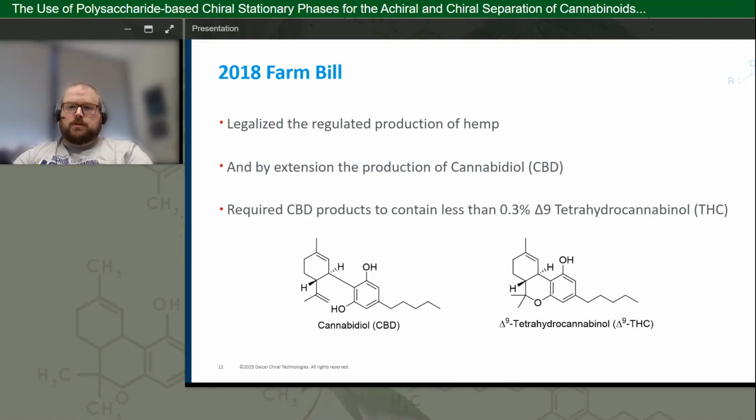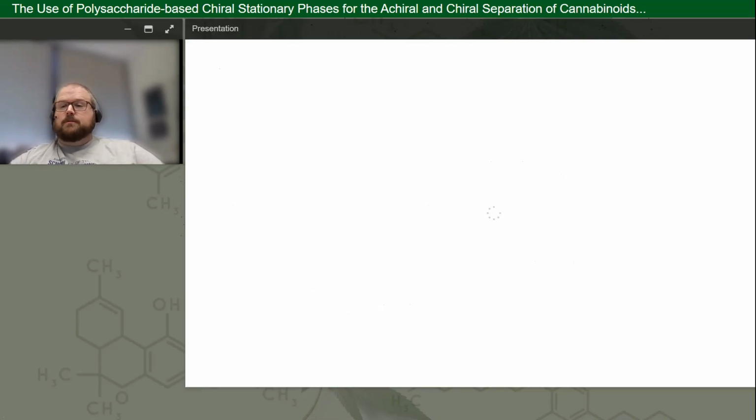Those compounds' structures are shown here. There is no relationship in terms of enantiomers here. They are not related structures in terms of being regioisomers or anything like that. So we would just really call the separation of these two compounds from each other an achiral separation.